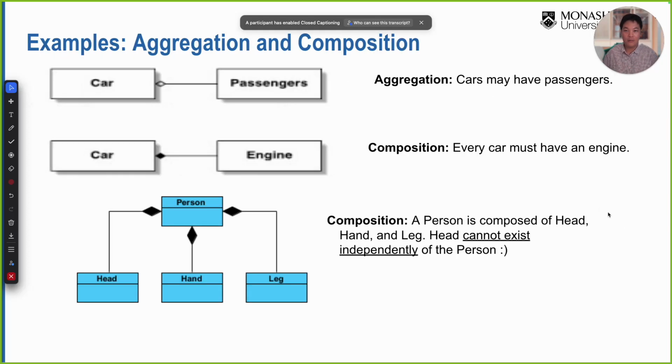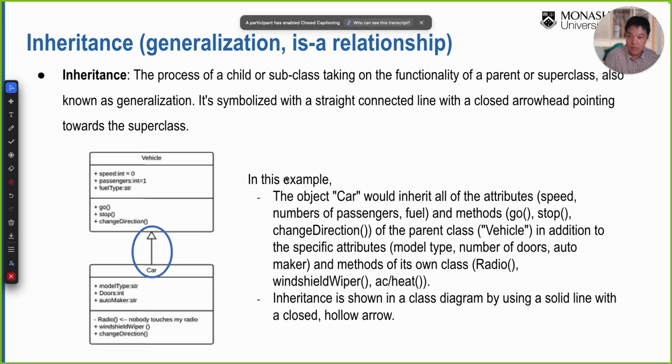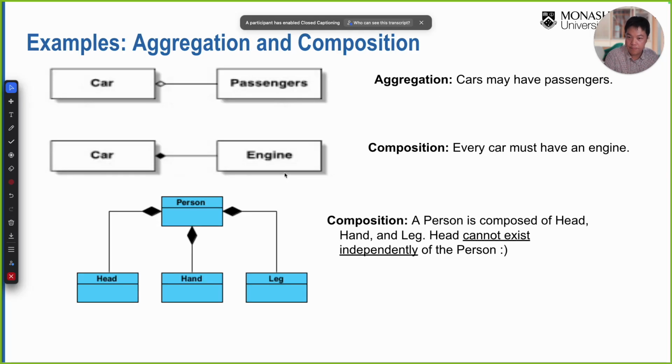Let's take a look at a few more examples here. Oh, I forgot to mention the notation as well. So aggregation has to be this symbol. This is the aggregation. This is the composition.